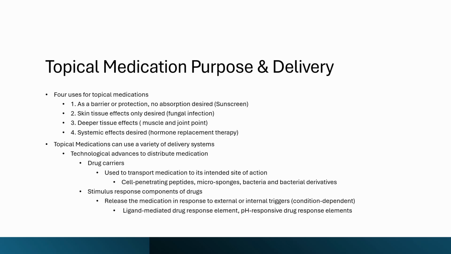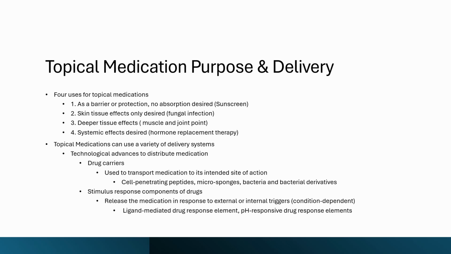Topical medications have 4 common uses. Number 1, they can be used as a barrier or for protection purposes. In this case, no absorption is desired, a great example being sunscreen. Number 2, they're used to treat skin conditions such as fungal infections. Number 3 would be to treat conditions that are below the skin in a localized area such as arthritis of the knee. And number 4 would be to treat conditions in which a systemic effect is desired, such as hormone replacement therapy.